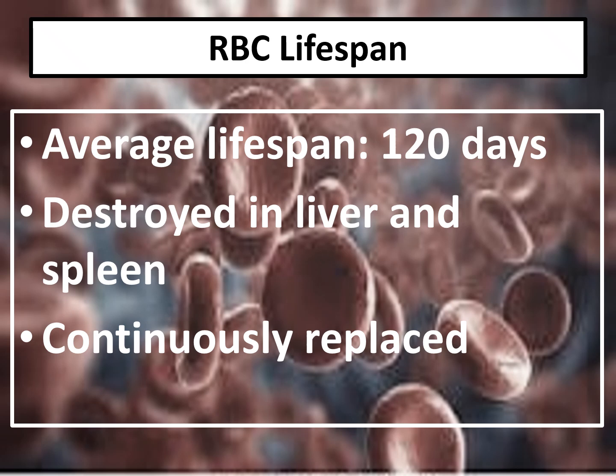The lifespan of red blood cells is 120 days. Usually these are produced in the bone marrow. The process is called erythropoiesis, and after 120 days, on the 120th day, they will be destroyed in the liver and spleen. So the sites where the red blood cells are removed are the liver and spleen.